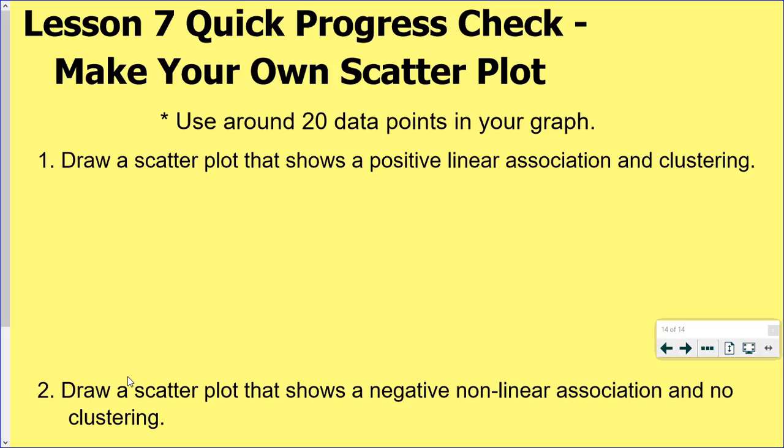of something that would show me positive linear association and clustering involved, and then again a rough sketch of a scatter plot for number 2 that shows negative nonlinear association, and there does not need to be any clustering involved. So take a few minutes and complete this and turn it into the inbox when you're done. And if you finish this prior to the bell, please work on the practice problems in your workbook on page 53 and 54.